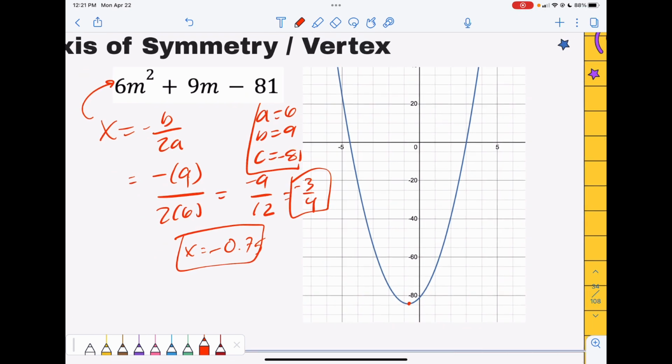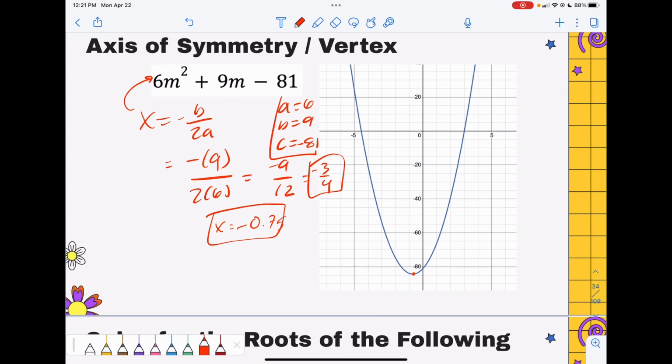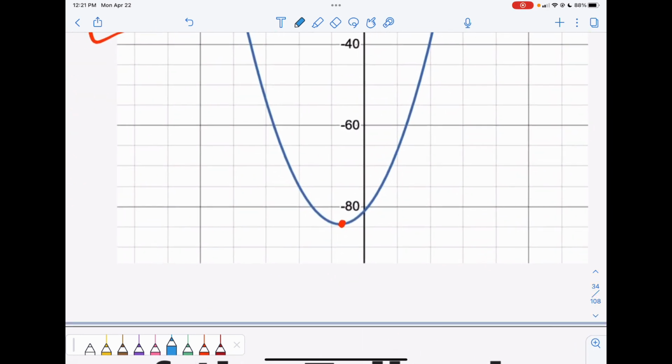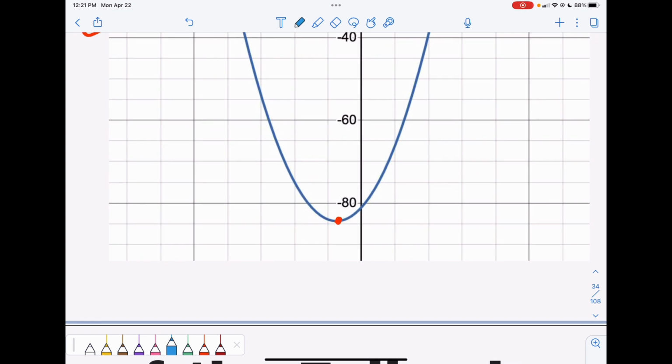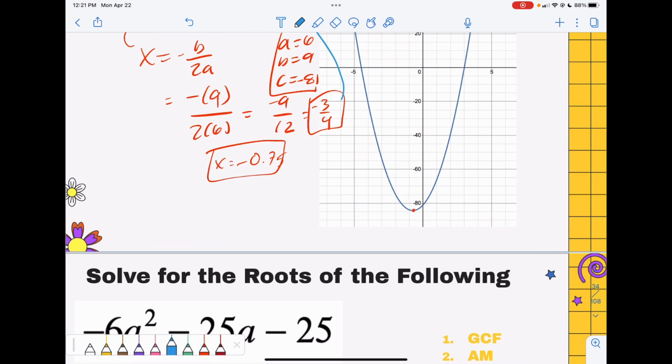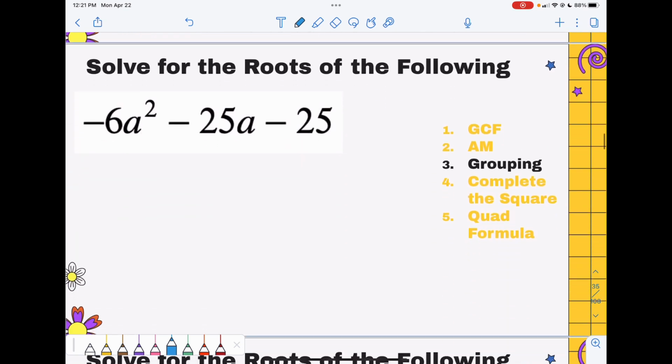Now if I wanted to find my vertex, I would substitute that back into the quadratic. I will not demonstrate that. Feel free to do that on your own. We take negative 3 over 4, substitute it into the original quadratic, and that's going to give us a value. It looks like the value is negative 80 and change, maybe like 80 and 7/8. You can let me know what that is, maybe in a comment. Wouldn't that be fun?